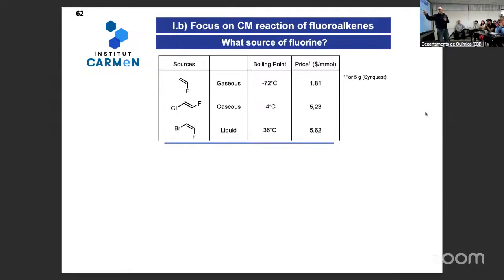This one is also gaseous, but if you look at the price, it's much more expensive. This one is okay, and it's good, 36 degrees, so it's more practical to use. Price is almost okay.